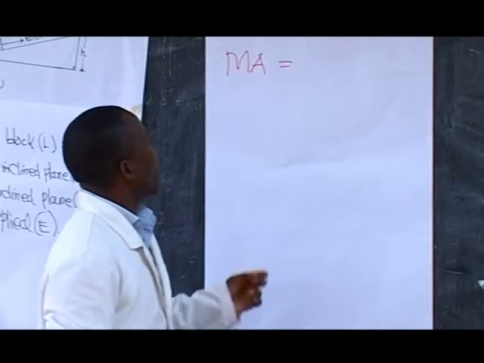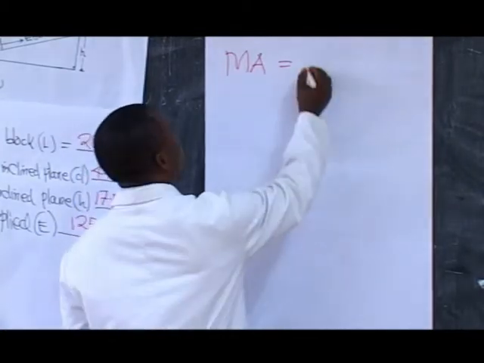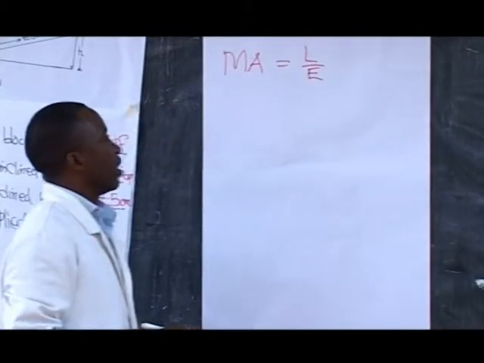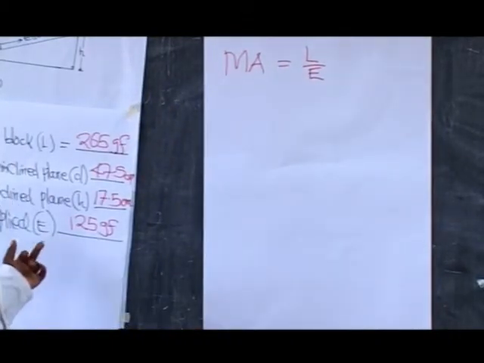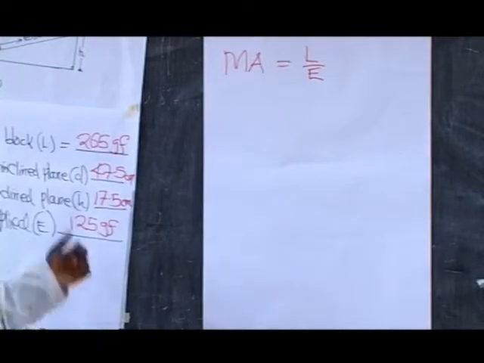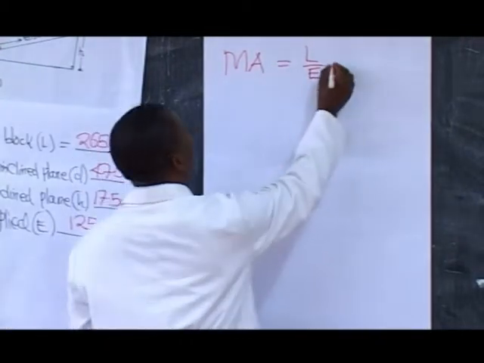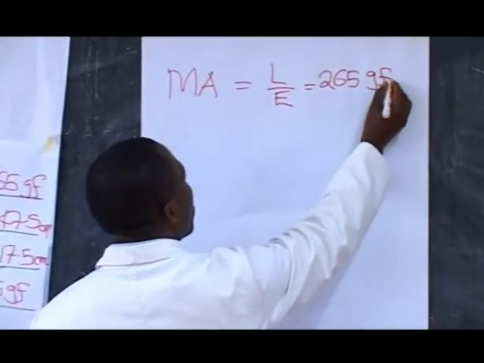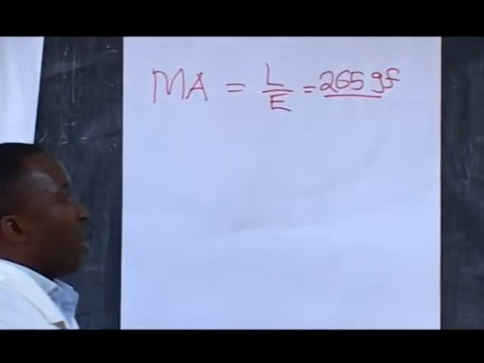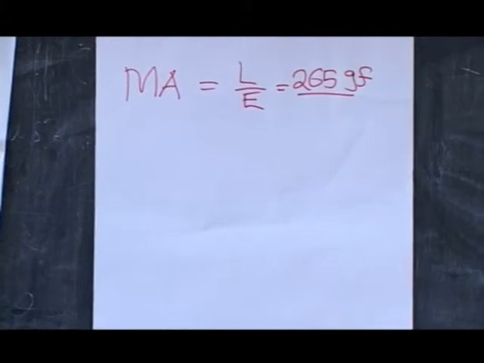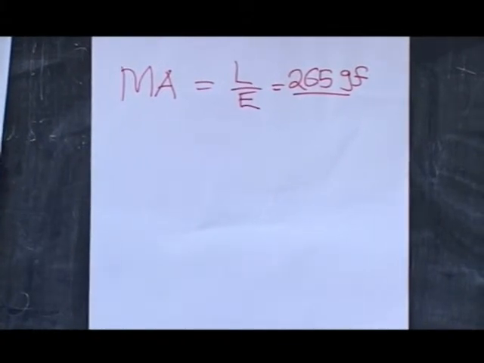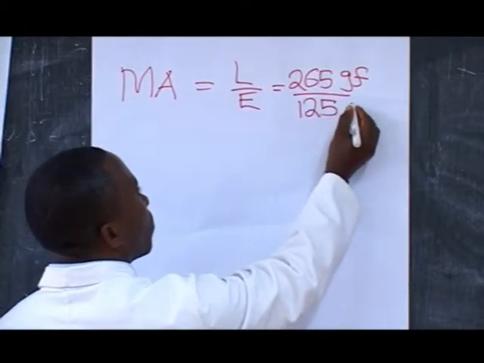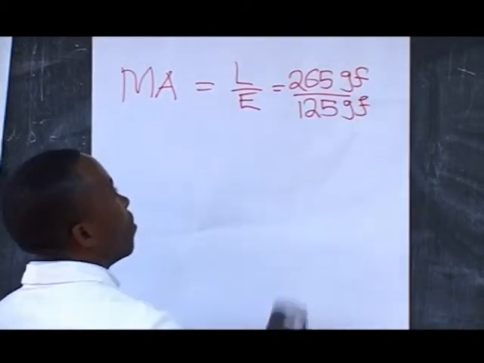Mechanical advantage is the ratio of load over effort. From our experiment, the load is 265 gram force, and the effort is 125 gram force.